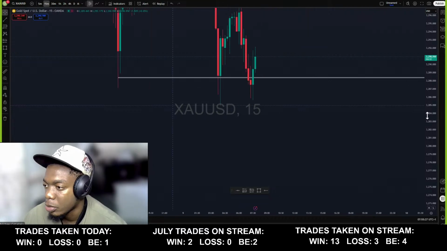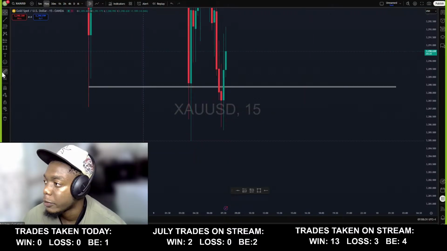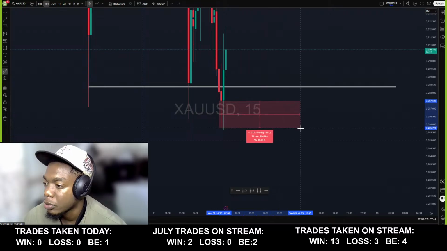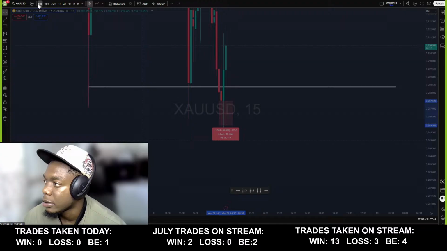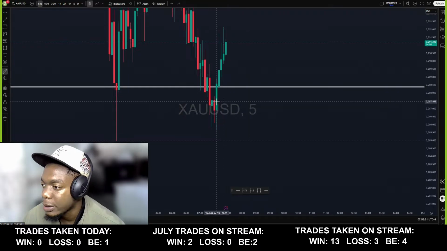So basically, this was the close of this 15 minutes. This was exactly the place I was supposed to get in, but I couldn't enter here because price had already moved downward. So when the next candle closed, I took an early entry when price came back up for a bit of retracement. My entry was around here, and my stop loss was just above this level.